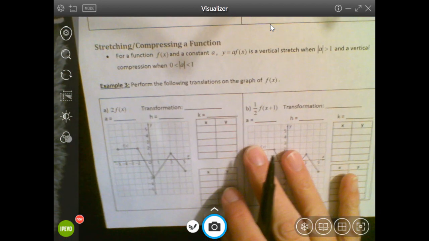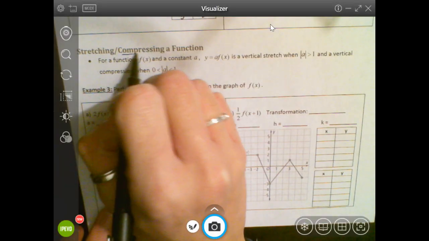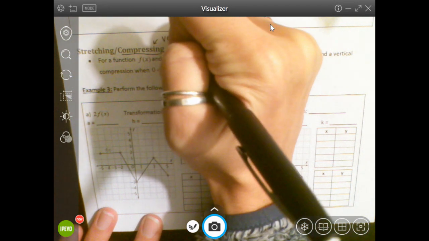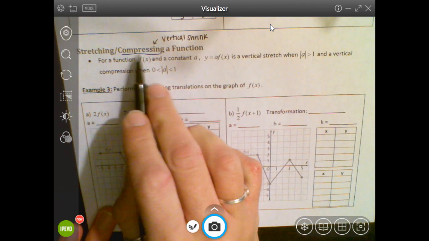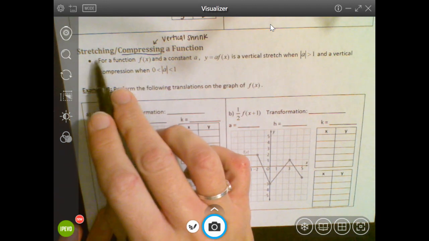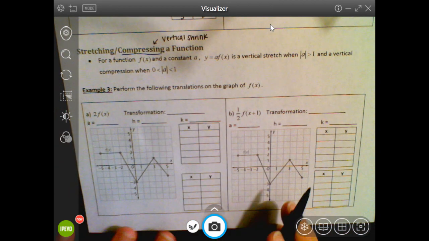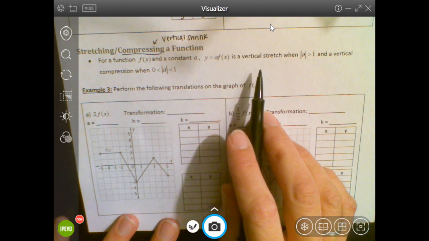All right, and then comes the stretching or compressing. Just so you guys know, compressing is really the same thing as saying a vertical shrink. So if you see that word compression, that means exactly the same. So it's either going to be a vertical stretch or a vertical shrink, or in other words, we call that a compression sometimes. So the same rules apply when we're talking about the absolute value function.